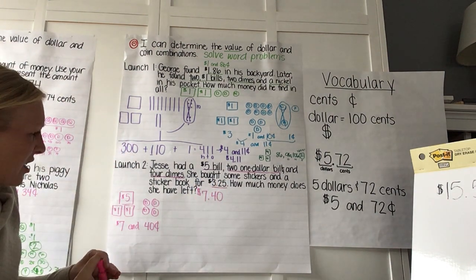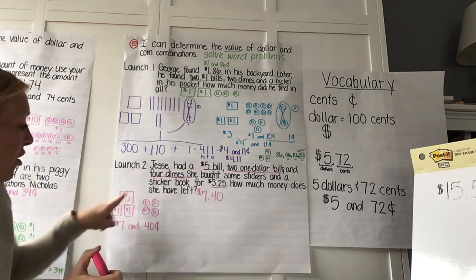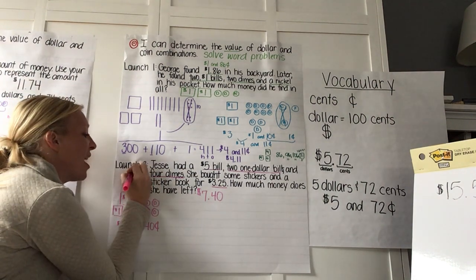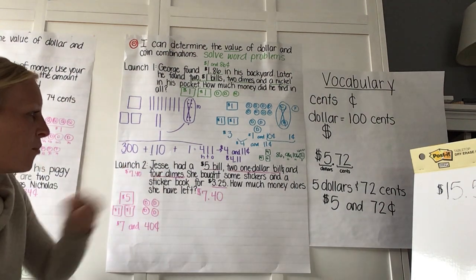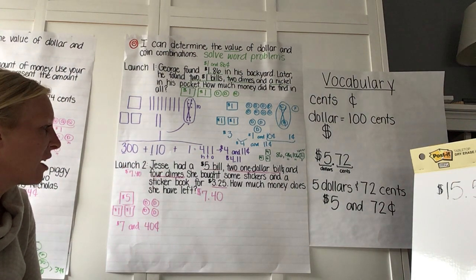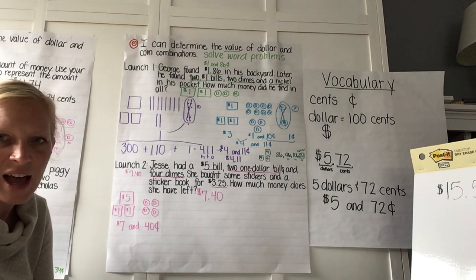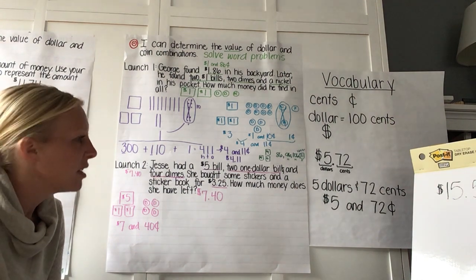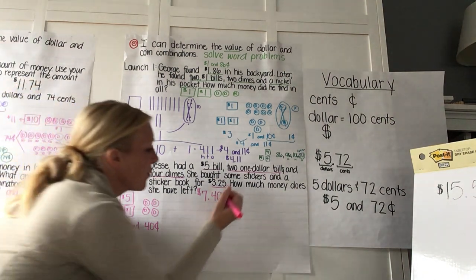What do we need to add to that equation to help show what happened? So she had a $5 bill, 2 $1 bills, and 4 dimes, or she had $7.40. She bought some stickers in a sticker book for $3.25. How much money does she have left? What would our equation be? $7.40. Are we adding or are we subtracting?